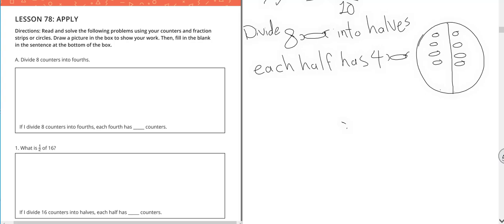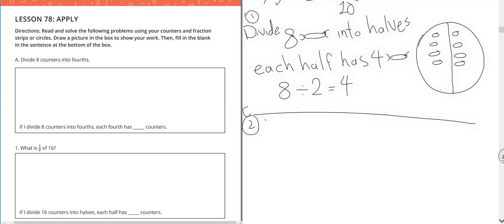We can write this problem as a division equation: 8 divided by 2. How many halves in a whole? 2. So 8 divided by 2 equals 4, because 4 times 2 equals 8. Okay. Another example.